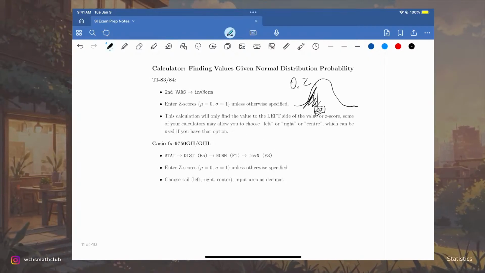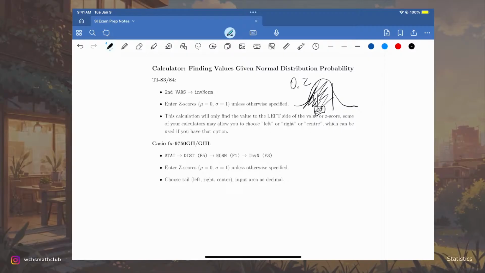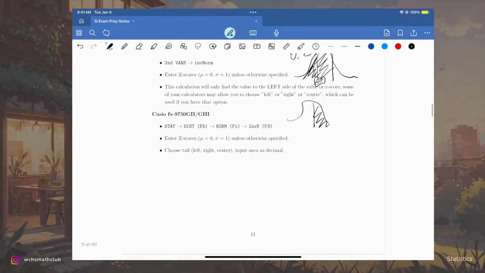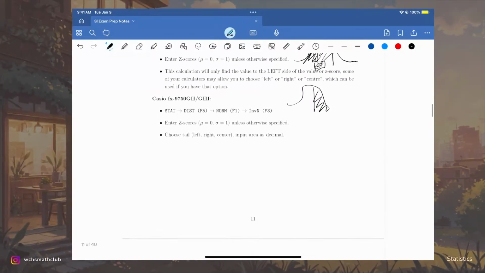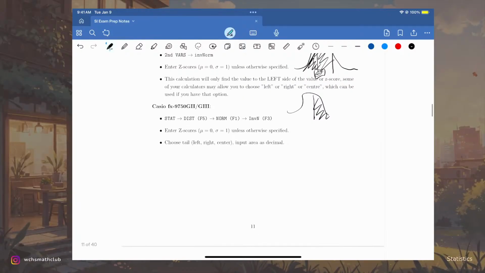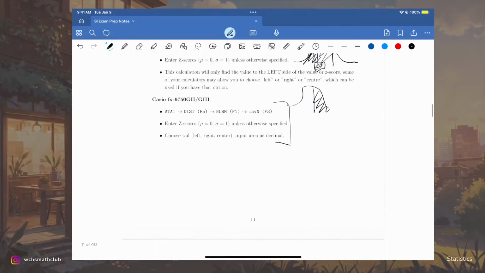Note that the calculation will only give you the things on the left side. So if we were this value, it will only give you here. Unless on, I think, the newest TI-84, you're able to choose between left and right. So if you were left, it'd be this, and then if you were right, you'll be able to calculate here. I'm pretty sure the Casio has the ability to choose left and right as well, and you can see that the buttons are here. And once again, you'll be able to have all these different notes.